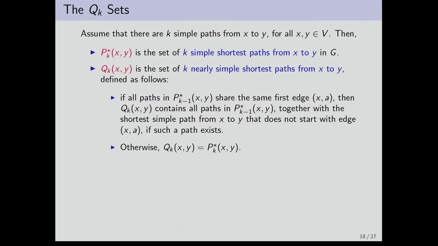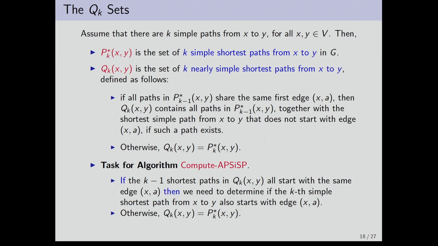So there's the edge xa. If it happens that the k minus 1 shortest paths from x to y all share the same first edge, then Qk will always have the next path, the kth path, as a path that avoids the edge xa. So it's a natural generalization of the Q2 case, where instead of just the shortest path and the second shortest path, you look at the first k minus 1 paths, and only if they all share the same first edge would Qk xy potentially be different, because it has to use a different first edge.